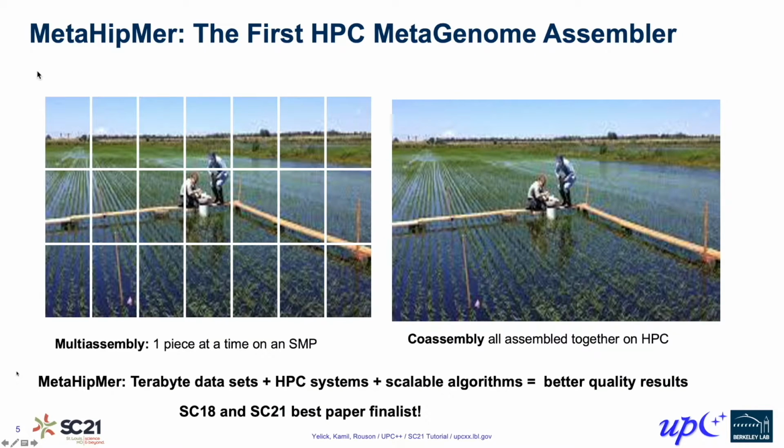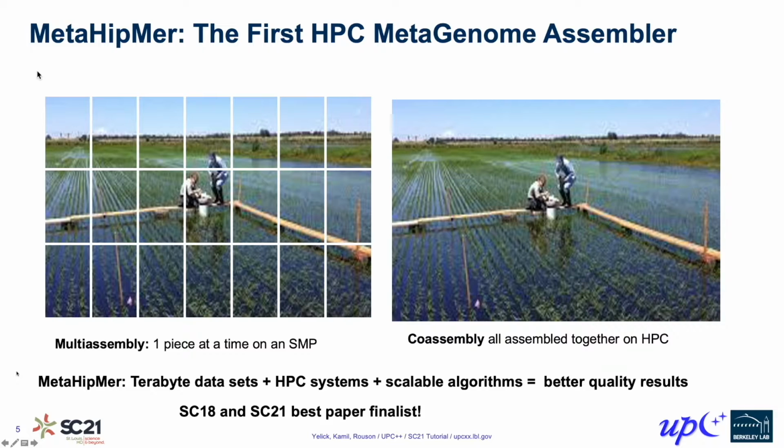The Exabiome metagenome assembler is called MetaHipMer. It is the first metagenome assembler designed for distributed memory HPC systems, and by analyzing these terabyte data sets all together in what's called co-assembly, rather than analyzing, say, a few gigabytes at a time in what would be called multi-assembly, we've demonstrated that you can get better quality results.